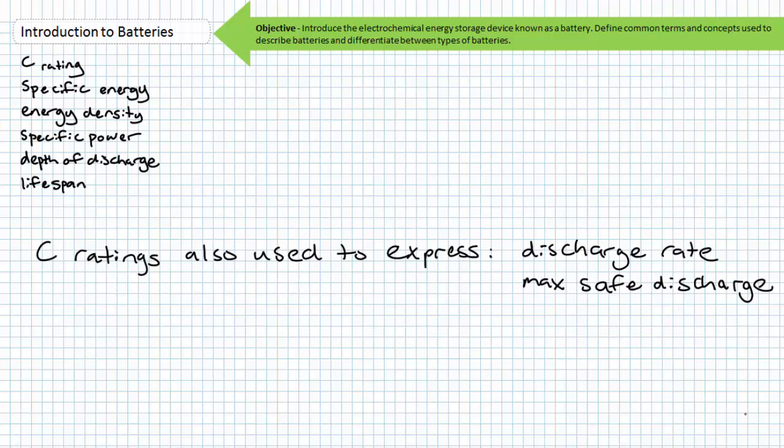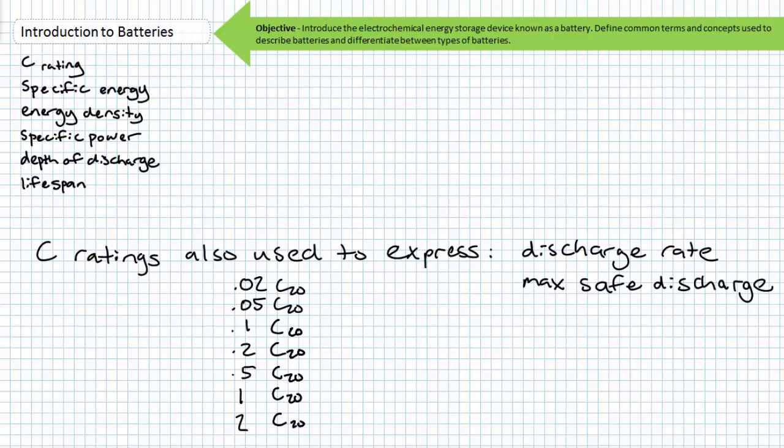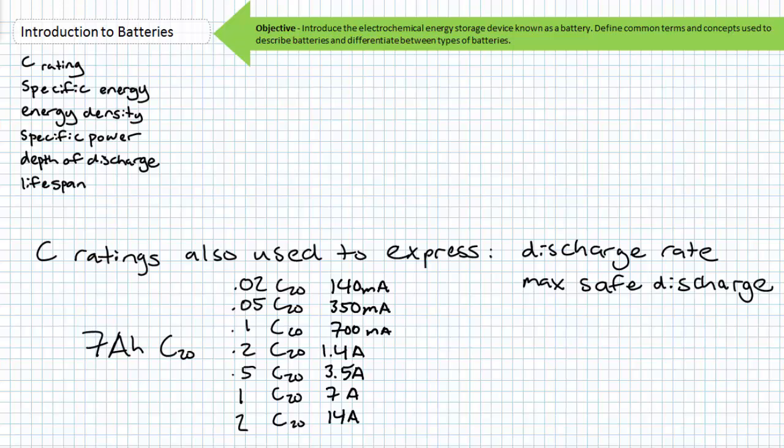Second, a misinterpretation of C ratings stems from the fact that discharge current rates and the maximum safe discharge rates are often expressed as a function of rated capacity. A battery with a C20 rated nominal capacity can be discharged at the 0.02 C20 rate, the 0.05 C20 rate, the 0.1 C20 rate, the 0.2 C20 rate, the 0.5 C20 rate, the 1 C20 rate, the 2 C20 rate, or any other combination. For example, a battery with a nominal 7 amp-hour capacity determined using the C20 rating would be discharged at the following rates.